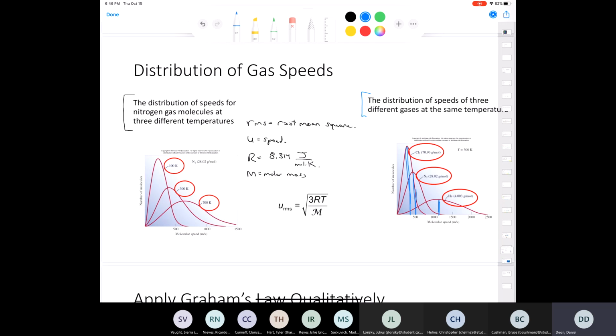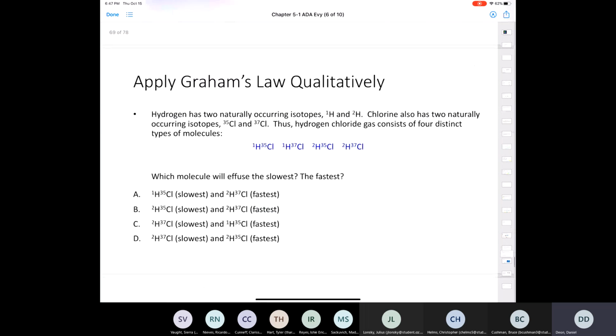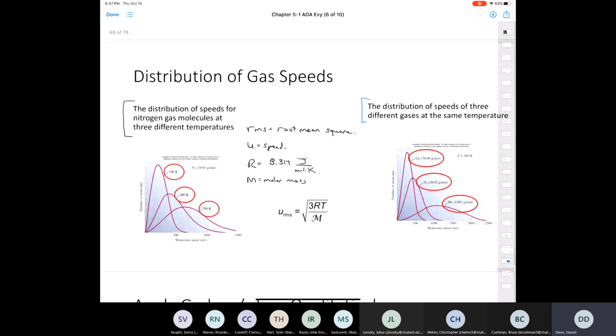So what's the take-home message? Is that as temperature is held constant, the heavier the gas, or the higher its molar mass, the slower the average speed. Well, that makes sense based on this formula, because root mean square speed is inversely proportional to molar mass. As molar mass increases, root mean square speed decreases. This is based on what's called Graham's law.